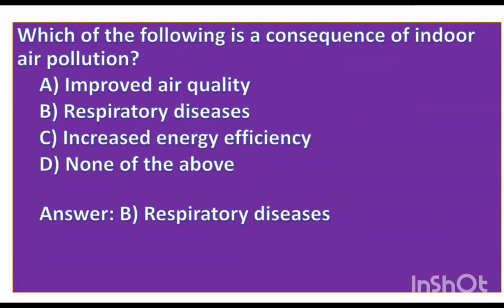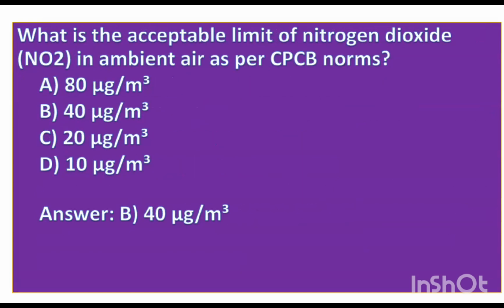Which of the following is a consequence of indoor air pollution? Options: improved air quality, respiratory diseases, increased energy efficiency, none of the above. Answer: respiratory diseases. What is the acceptable limit of nitrogen dioxide in ambient air as per CPCB norms? Options: 80 micrograms per meter cube, 40 micrograms per meter cube, 20 micrograms per meter cube, 10 micrograms per meter cube. Answer: 40 micrograms per meter cube.